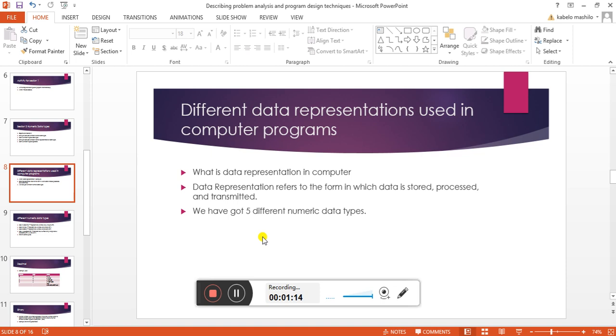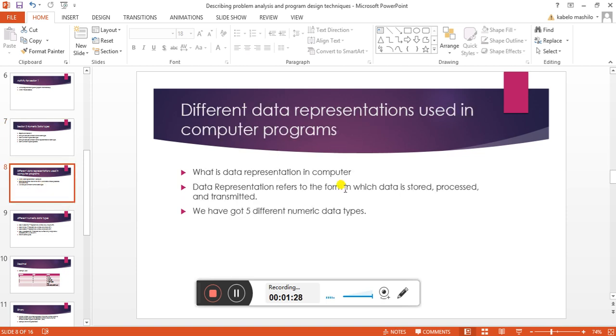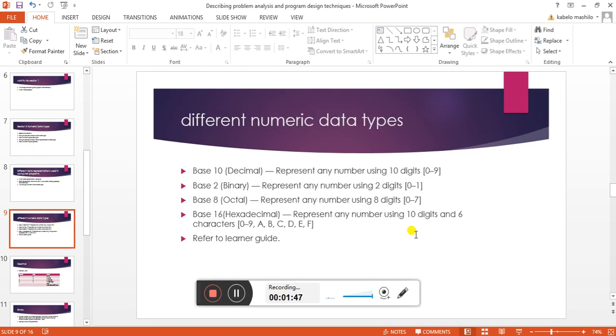In this session, we talk about the different numeric data types. We need to bear in mind that data representation, in a nutshell, refers to how data is stored, processed, and transmitted. And we've got 5 different numeric data types.